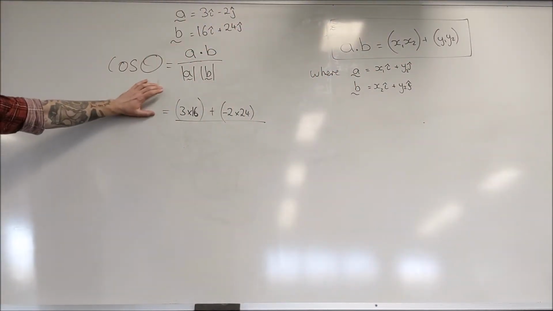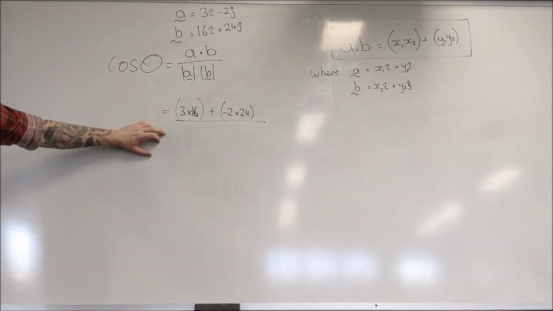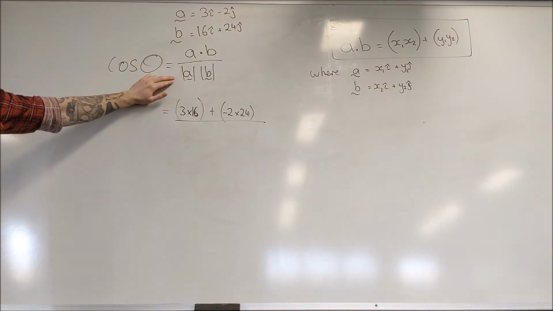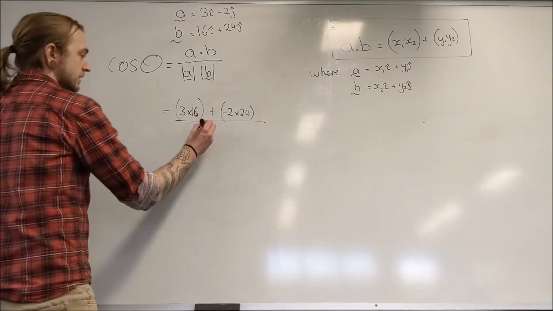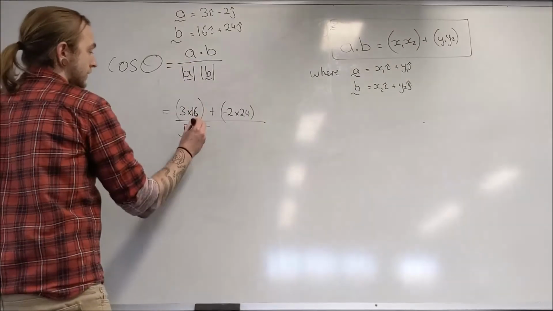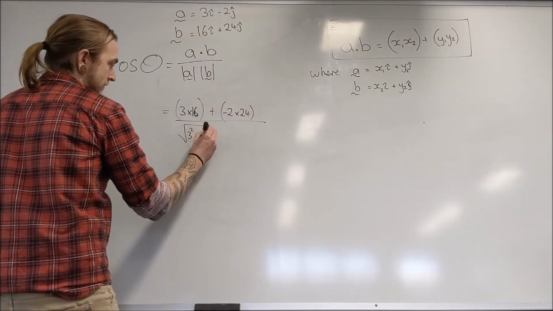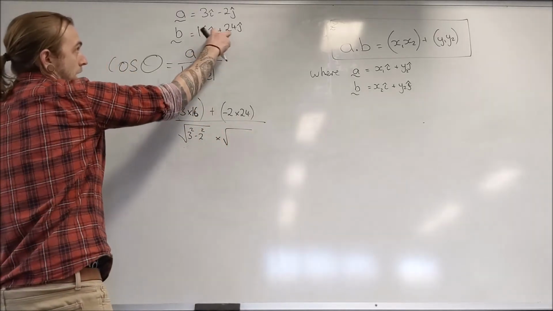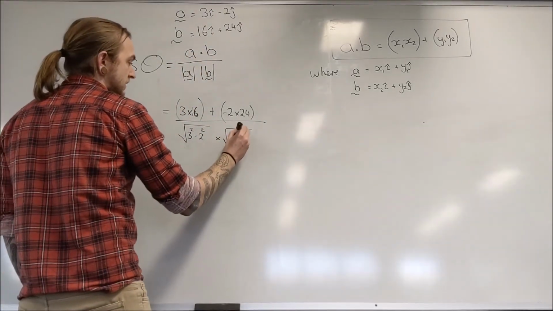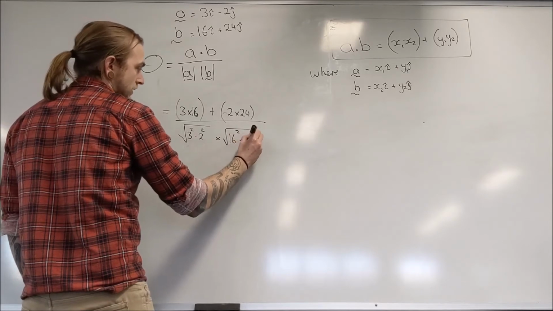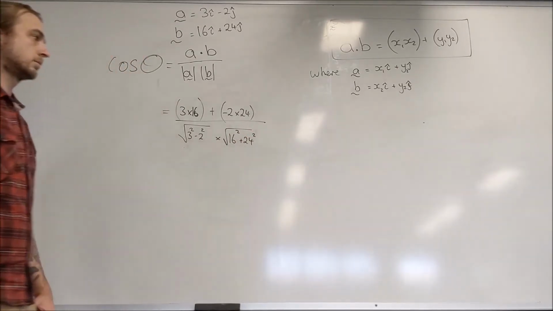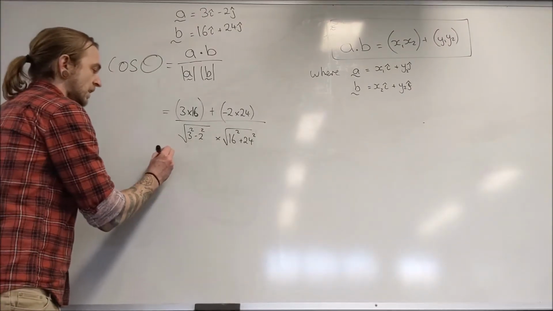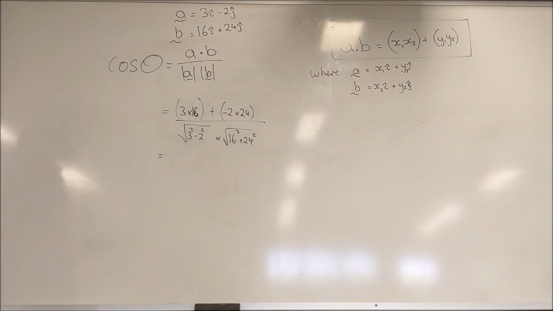So that's what gets us our top line. For our bottom one, we now need some magnitudes. How do we get them again? Pythag. So let's chuck all this in as we go. This is going to be the square root of 3 squared plus -2 squared, multiplied by the square root of my other vector, which is 16 squared plus 24 squared. Anyone already got their calculators out? What's 3 times 16?